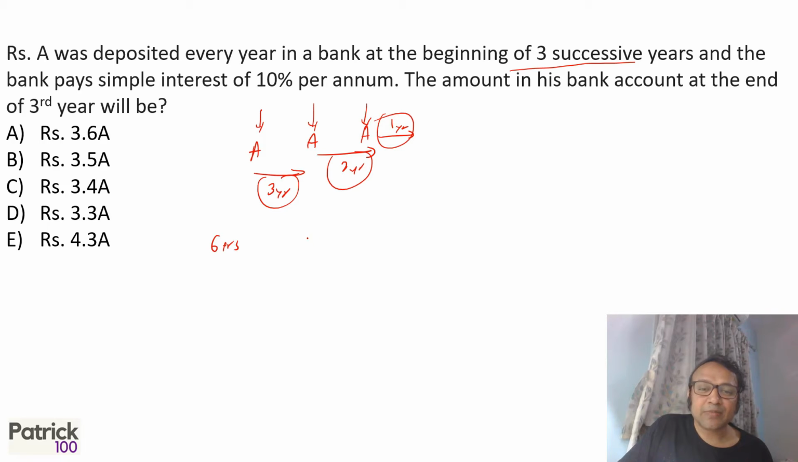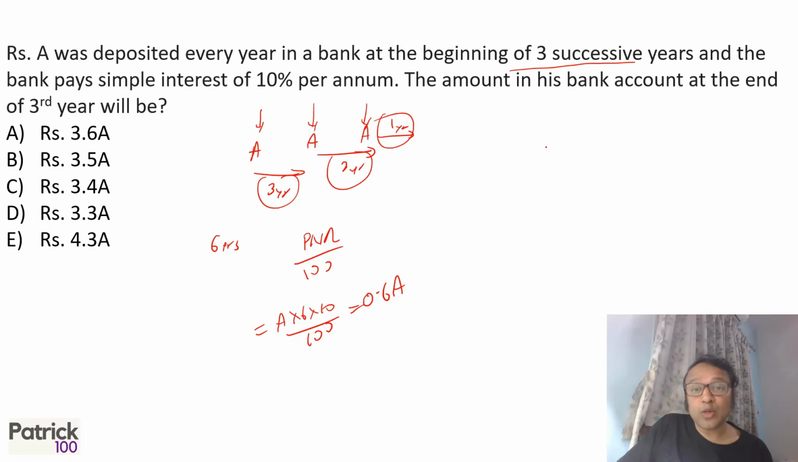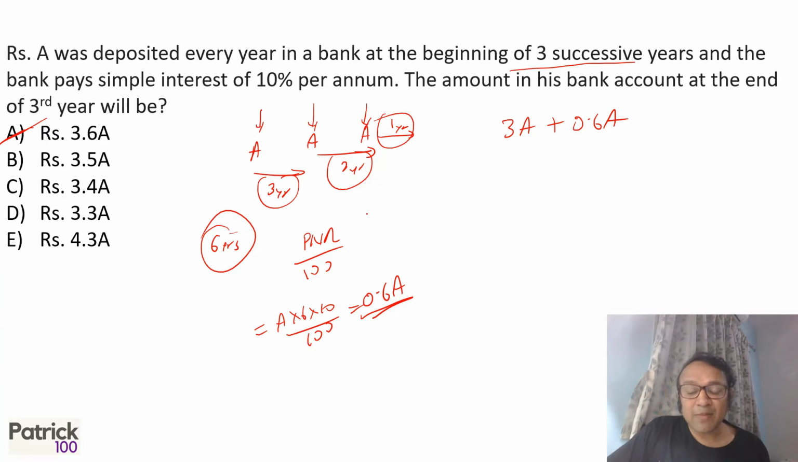So what is the interest? PNR upon 100, which is A into 6 years into 10 upon 100, which if you look at is 0.6A. That means the total amount in his bank is already 3A, which he deposited, plus interest of 0.6A, which will give you 3.6A. So first A he gets 3 years interest, second A he gets 2 years interest, third A he gets 1 year interest. So totally he gets 6 years interest, which becomes 0.6A. So from there we can make out the answer will be 3.6A.